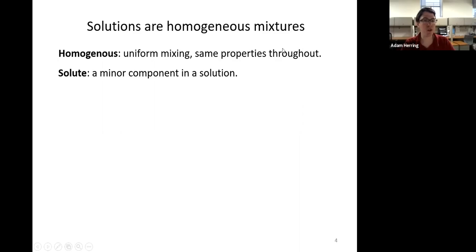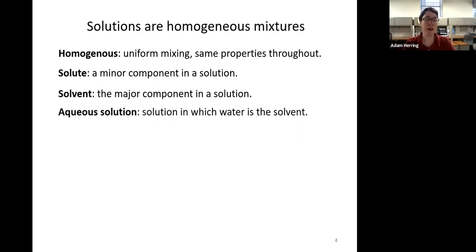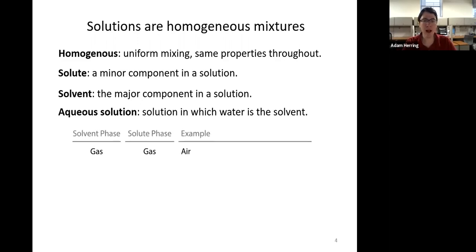When we talk about solutions, we need to talk about the solute and the solvent. The solute is a minor component of the solution. It's what makes up a small portion of the total, whereas the solvent is the major component in a solution. In Chem 110, we're going to focus on aqueous solutions. This is solutions where water is the solvent. However, there are a variety of other types of solutions that you should be familiar with.